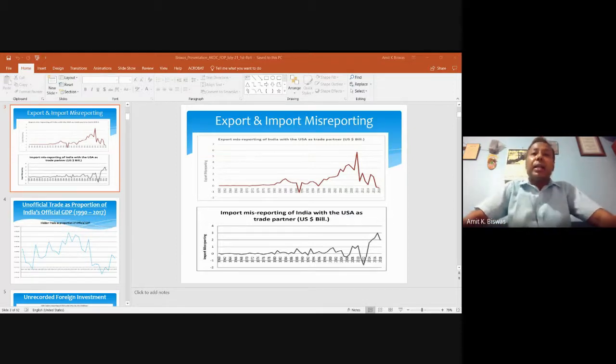Because to me, evading import tax is much more attractive than selling the foreign currency at the black market.